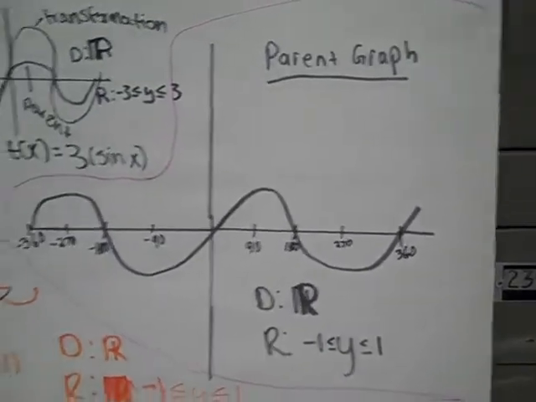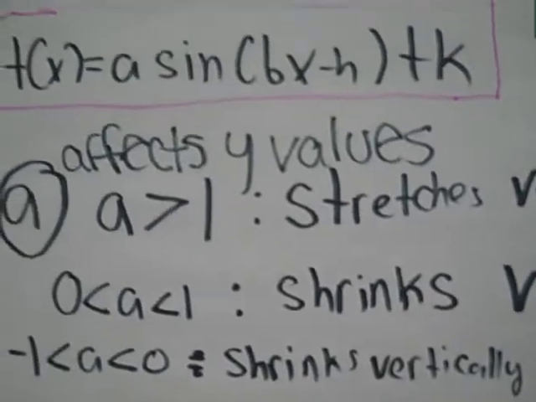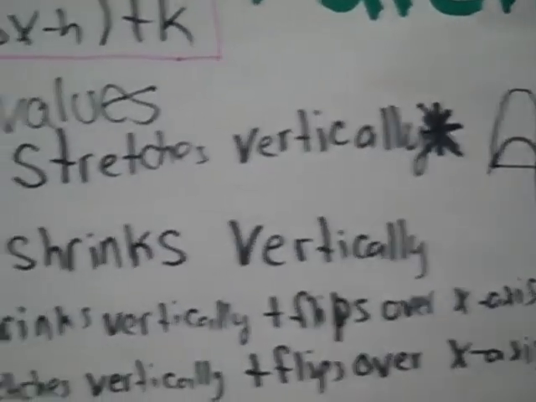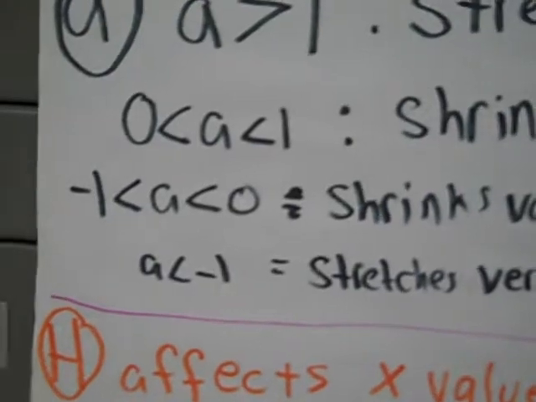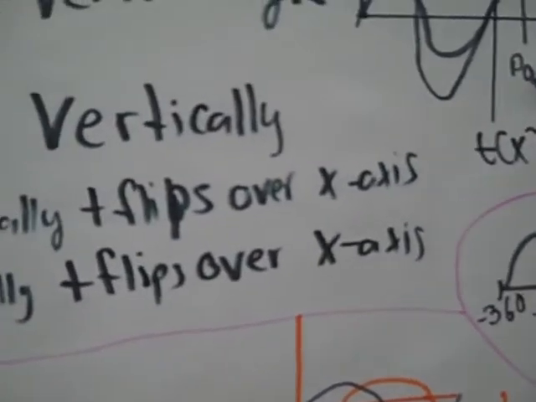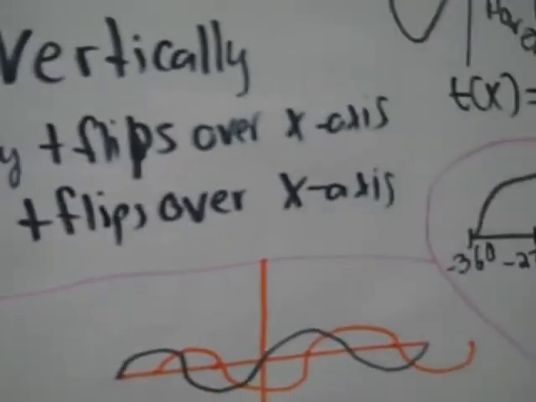And then when a in this function is changed, it will affect the y values. When it is greater than 1, it will stretch vertically. And when a is a fraction, it will shrink vertically. When a is a negative fraction, it will shrink vertically and also flip over the x-axis. And when a is less than negative 1, it will stretch vertically and also flip over the x-axis.